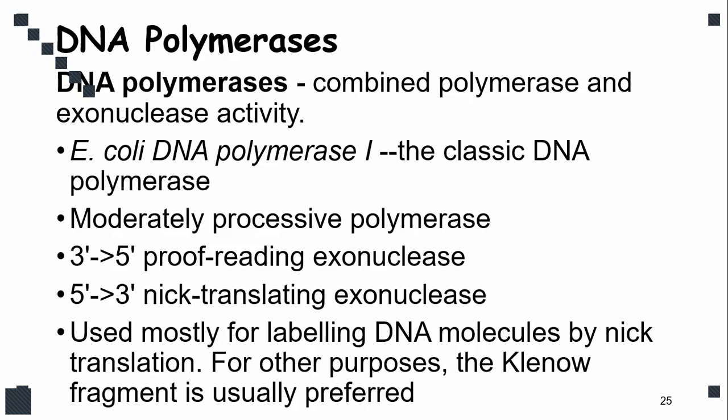So now from our last classes, we have seen the whole story about DNA polymerase. So it's not going to be a new thing that we are going to be talking about here. But just to mention that the DNA polymerase from E. coli, called DNA polymerase 1, is a classic DNA polymerase. Why? Because it is a moderately processive polymerase. It has a 3 to 5 prime proofreading exonuclease, and it has a 5 to 3 prime nick translation exonuclease. It is used mostly for labeling DNA molecules by nick translation, and then for other purposes.